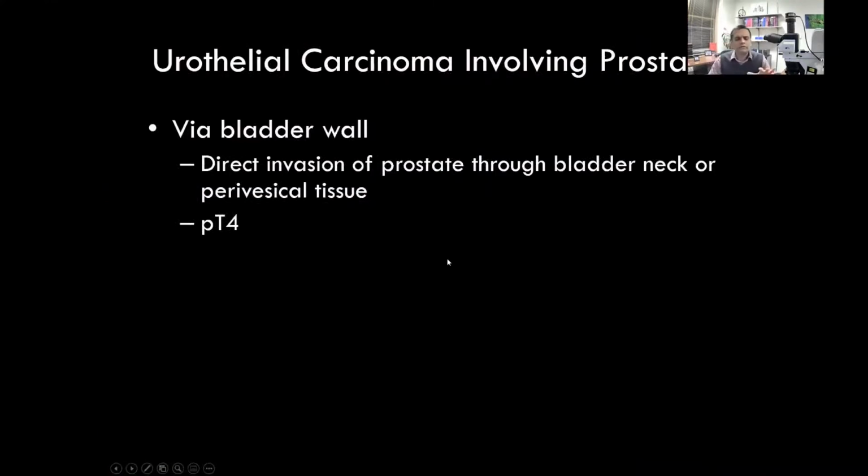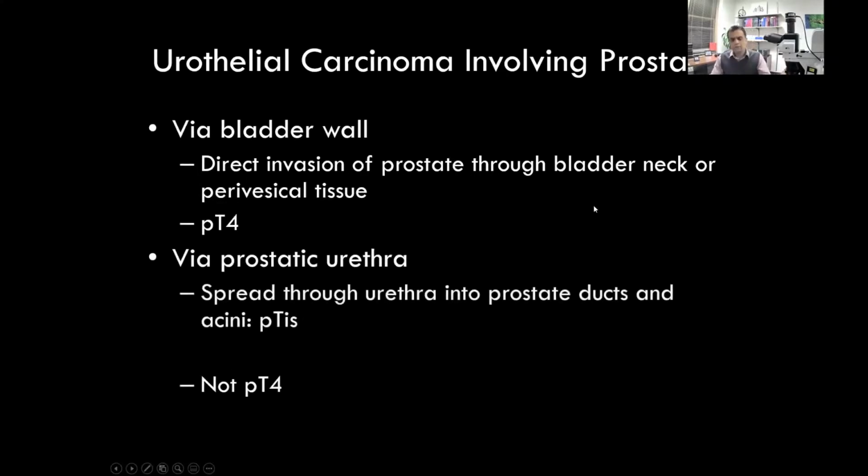So these two have to be staged entirely differently. If you get direct invasion through the bladder wall, this is the situation in which pT4, or adjacent organ invasion, should be assigned. But if it extends through the prostatic urethra, this will not be a pT4. It will be assigned various stages according to where the invasion is, or, in some cases, you may not find any invasion at all.